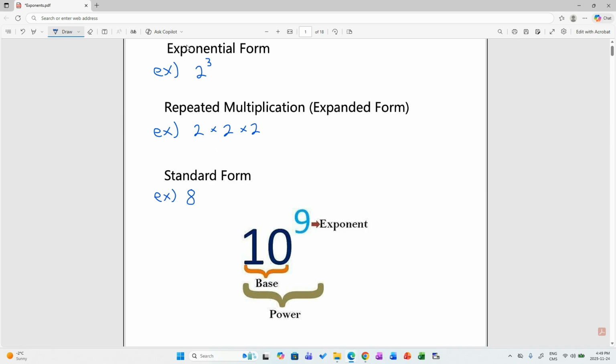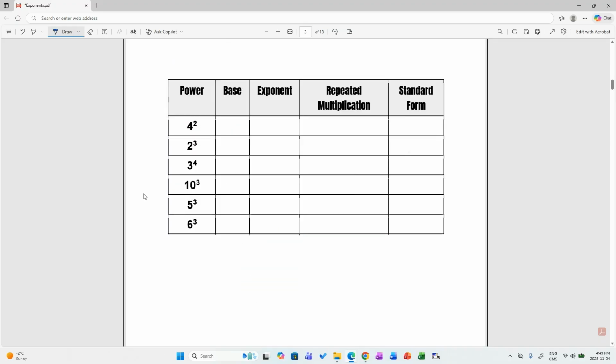So again, exponential form is when you have the base and the exponent. Repeated multiplication or expanded form is pretty much when you have the multiplication repeated, however many times your exponent tells you to repeat it. And standard form is simply just the answer. Now let's go over some practice problems when our base is a positive number.